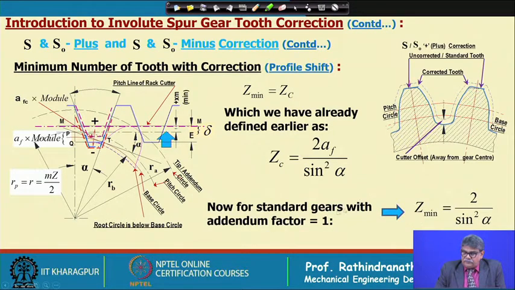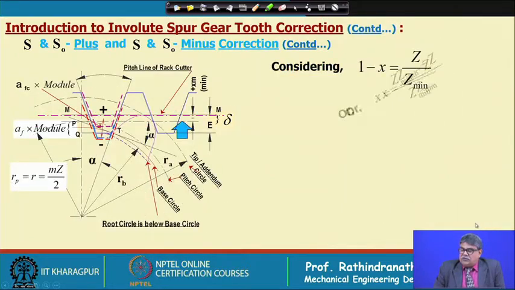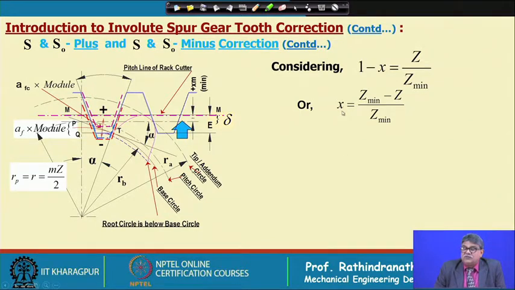Now, we can write itself z min must be equal to 2 by sin square alpha. Now, considering 1 minus x is equal to z by z min, we can calculate x is equal to z min minus z divided by z min, that means minimum z. Ideally, which is equal to the critical number of teeth 2 by sin square alpha in case of 20 degree, in case of involute gear with addendum factor equal to 1.